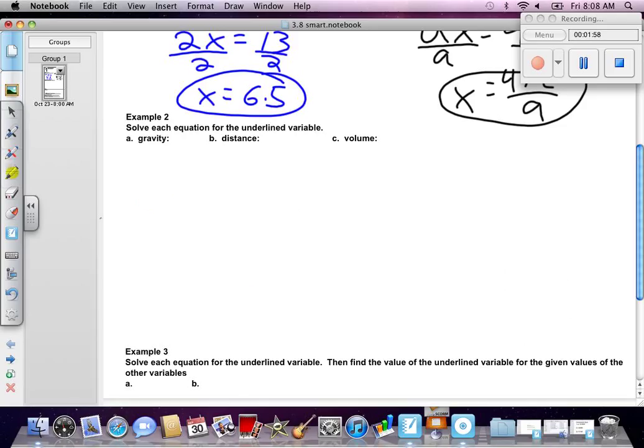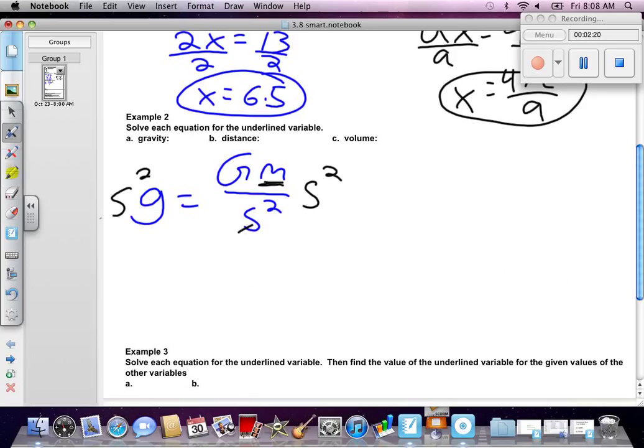Okay, so for this next one, we've got little g equals big G, little m, over s squared. And do you see how that little m is underlined? Why is that underlined? Because we're going to solve for that m. So we're going to get rid of everything else and have that m be alone. So the first thing we're going to do is multiply both sides by s squared. That gets rid of our fraction. These are gone now, and we're left with s squared g equals big G, little m.